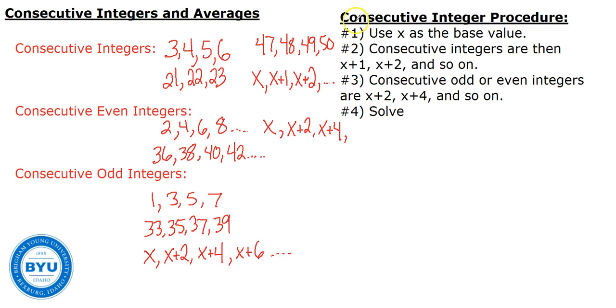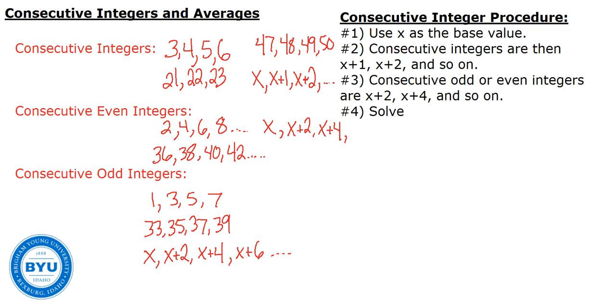So that helps us come up with our procedures. Whenever you're given a consecutive integer problem, let the first value be x. If you're dealing with consecutive integers, then you would do x plus 1, x plus 2, x plus 3, and so on. If they say consecutive odd or even, then it's actually going to be x plus 2, x plus 4, x plus 6, and so on. And then we will solve.